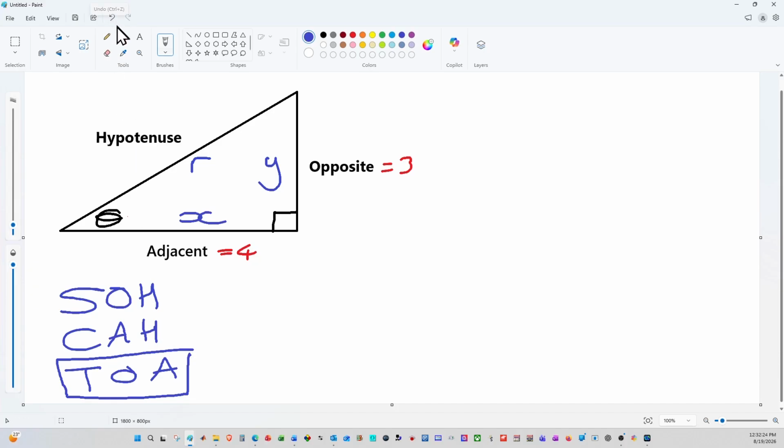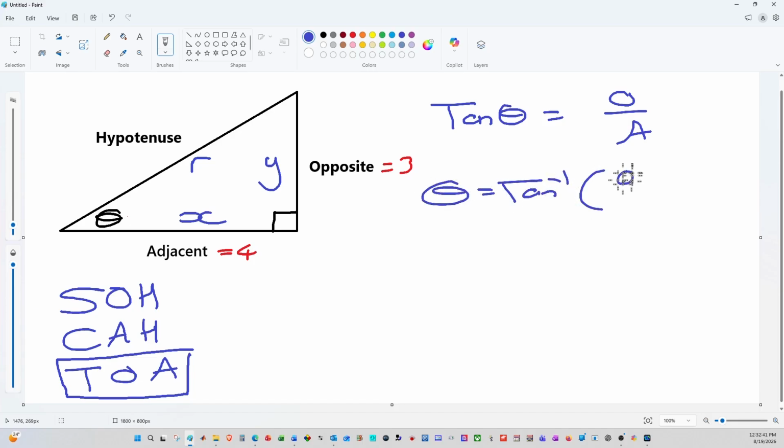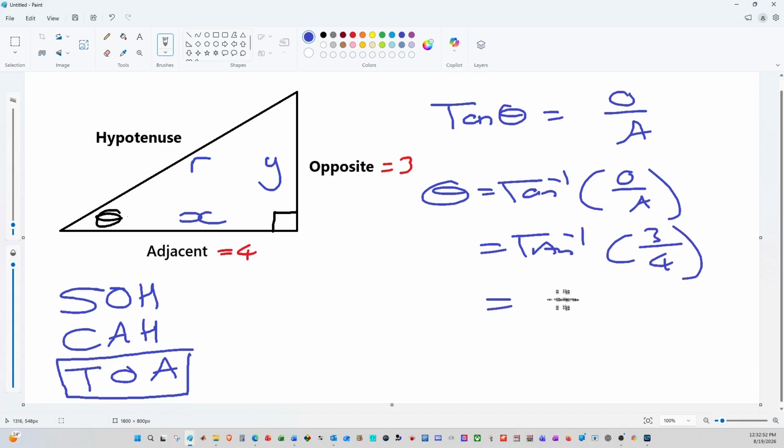As a result, I can say that the tan of theta is calculated as the opposite divided by the adjacent, which means that theta is the inverse tan of the opposite divided by the adjacent, which is the inverse tan of 3 divided by 4. That gives me a value of 36.87 degrees. So we've just calculated the value of theta as 36.87 degrees.